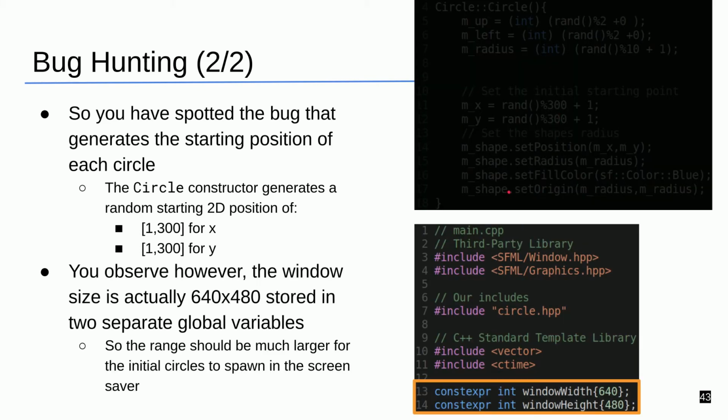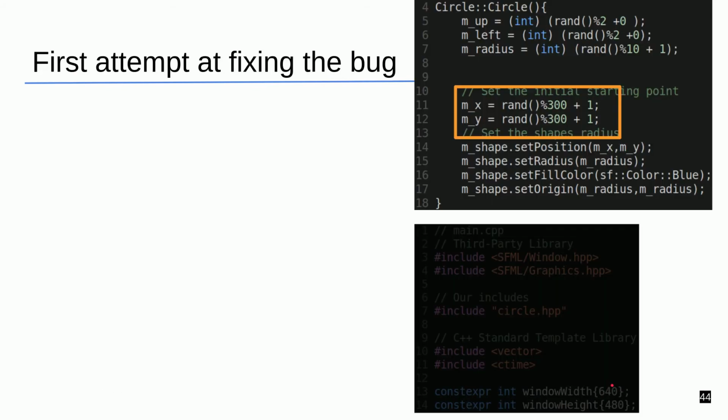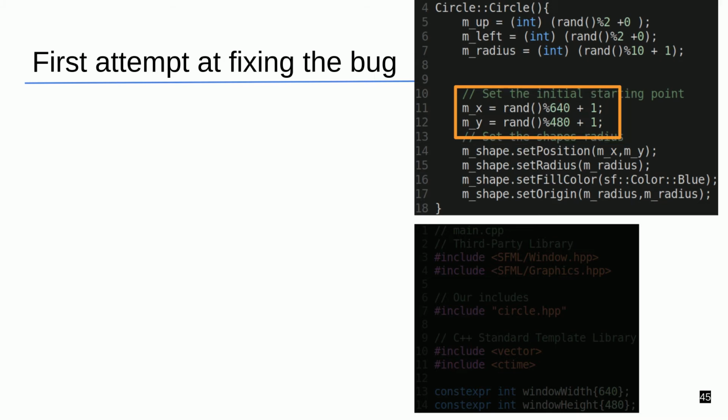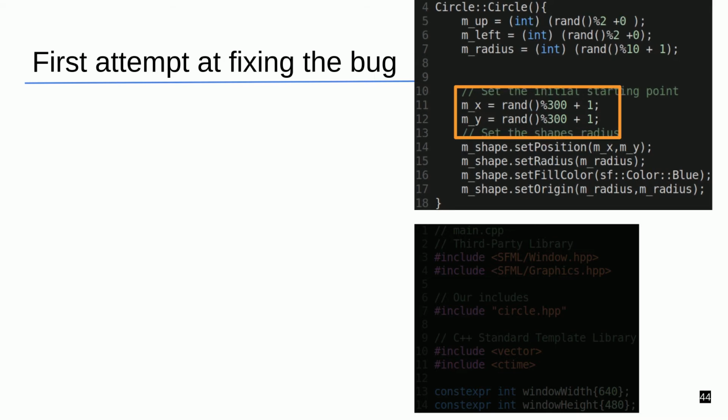And you observe that the window size that we've created is actually 640 by 480, and that's stored in global variables here. But our range is only 300 by 300. So we think the initial range must be much larger for these initial circles to spawn in our screensaver. Okay, so the first fix that you make for this software is just to change the values. Just update them to 640 by 480.